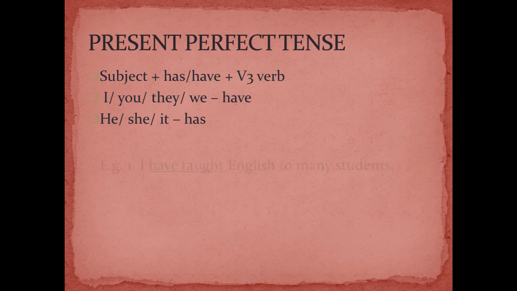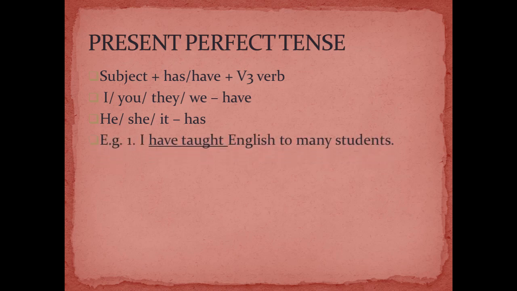See the example, I have taught English to many students. This sentence talks about my experience, that is the first use of present perfect tense. This is my experience in my teaching career. Of course, I am still a teacher, so my career is not finished and it is continuing.